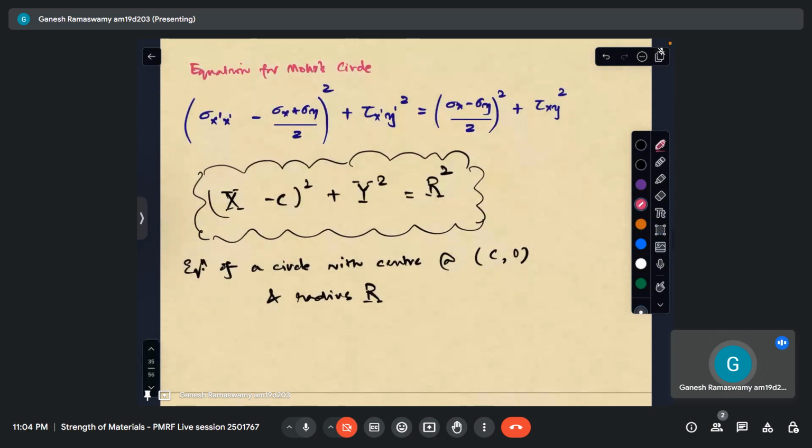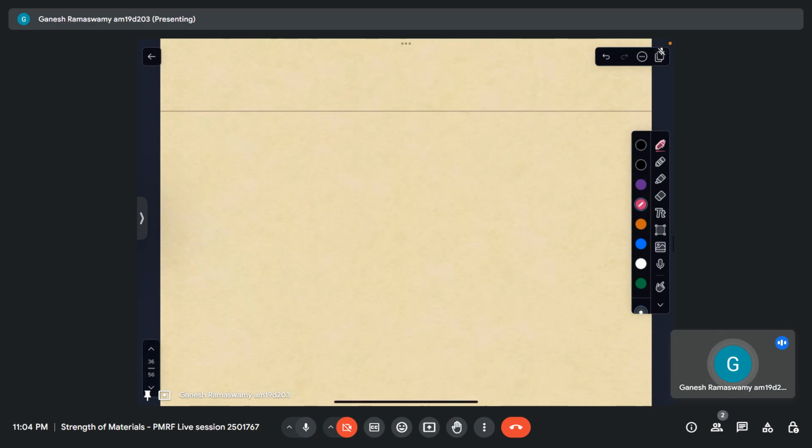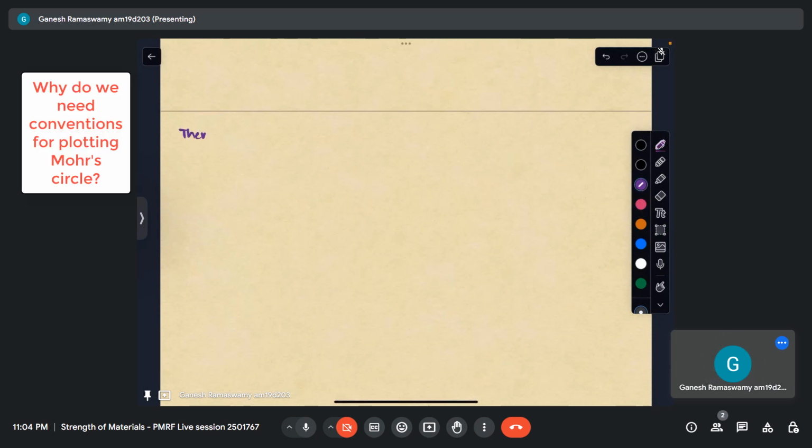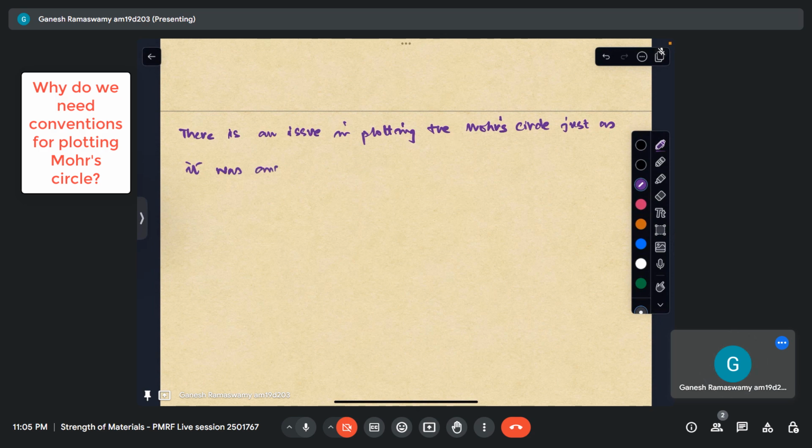So given this equation, one might think that we can simply plot this circle like any other curve that we do. But in the context of our stress transformation, or rather tensorial transformation, there is something to be kept in mind here. There is one issue here. So let us see what that is. There is an issue in plotting the Mohr's circle just as it was any other curve.